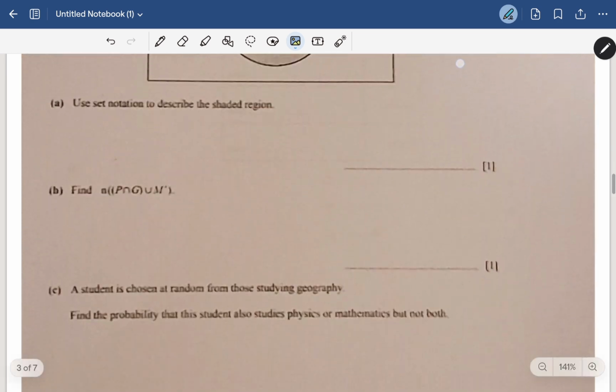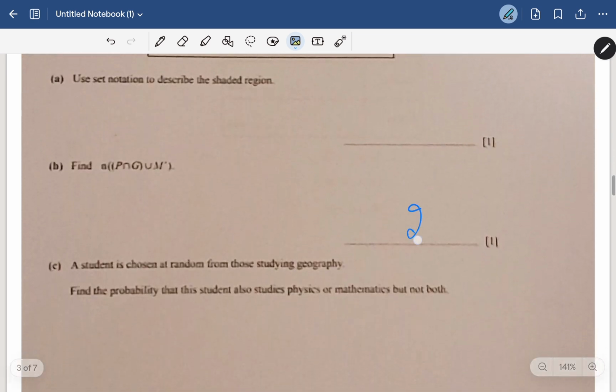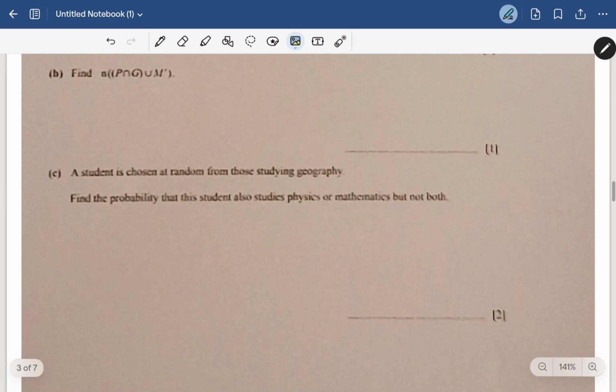So the number N is 22. Now they tell us a student is chosen at random from those studying geography. So we have a condition, which is those studying geography. Find the probability that the student also studies physics or mathematics, but not both. This is a nice question again.